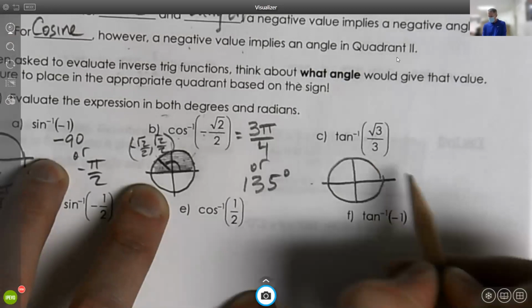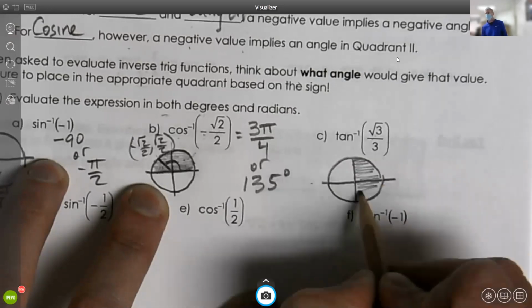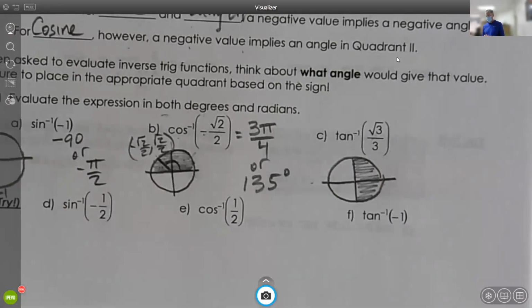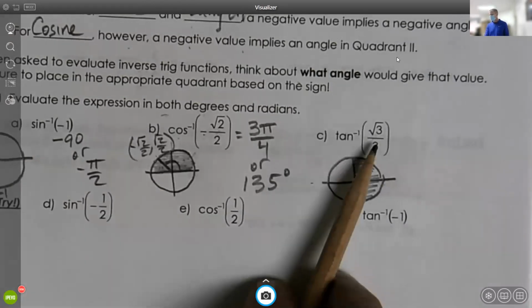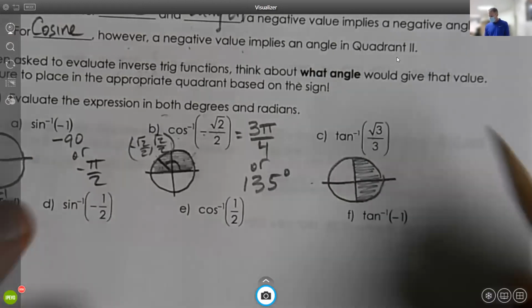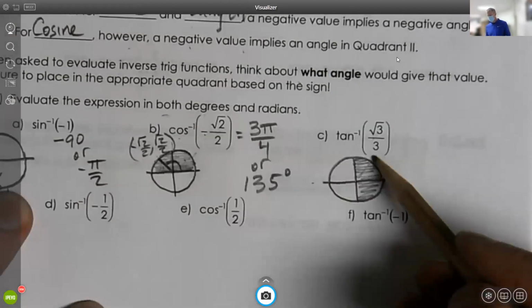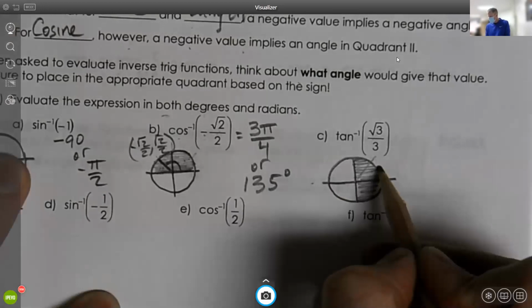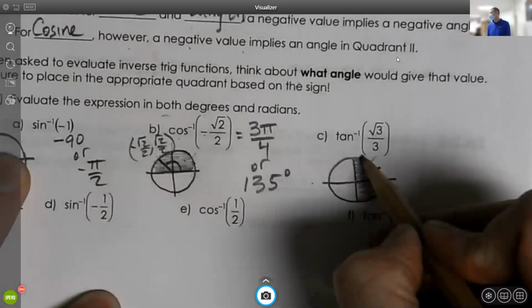We know that tangent is going to be in the first or the fourth quadrant. Those were the rules that we talked about where tangent can give you an angle. Well, this is positive. So I know I have to be in the first quadrant because tangent is positive in the first and negative in the fourth. Now, tangent is 1 when we're at 45. We don't want 1. We want root 3 over 3. So root 3 over 3 is going to happen down here at 30 degrees, or it's going to happen up here at 60 degrees.